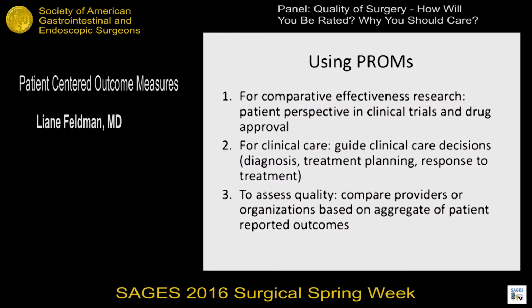And it's important that we kind of get a hold on what are the most important outcomes, what's the core outcome set for the different diseases that we treat. So patient-reported outcome measures can be used basically in three ways. The way they were developed to be used was for comparative effectiveness research. So basically to provide the patient perspective in clinical trials and for drug approval.